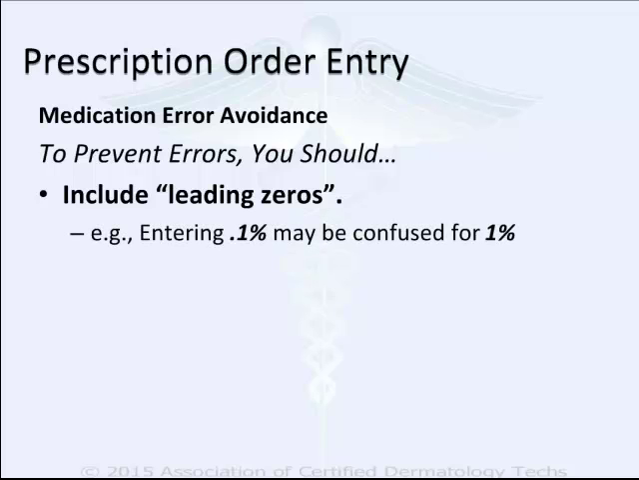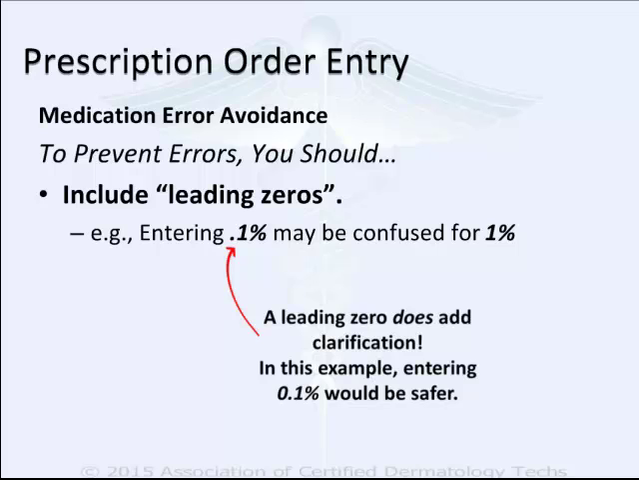For example, the concentration of 0.1% with no zero in front can be easily mistaken for 1%. In this example, it would instead be best to write 0.1%. The zero helps draw attention to the decimal point, which is the key factor in identifying this concentration as a fraction of 1%, rather than a full 1%.